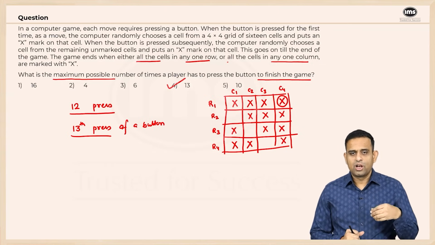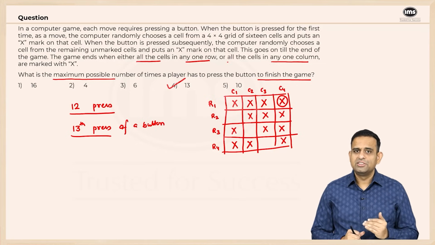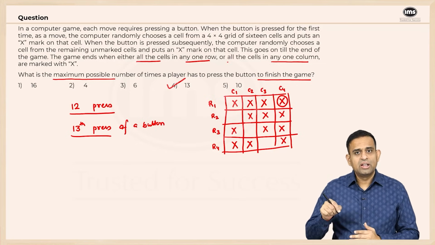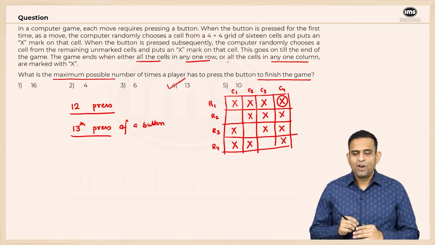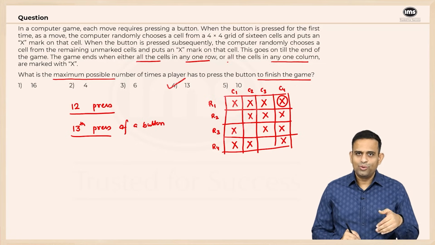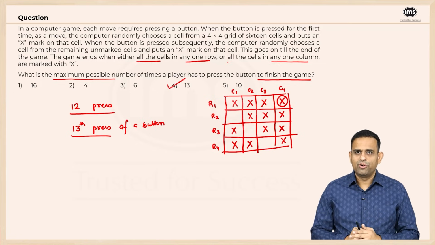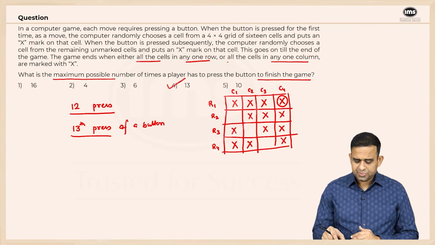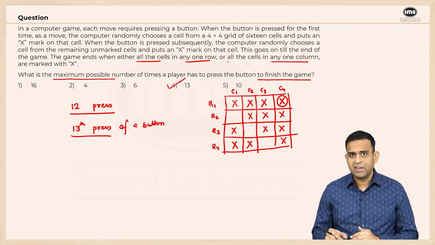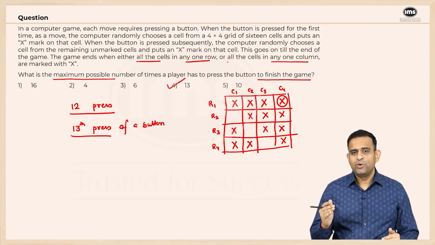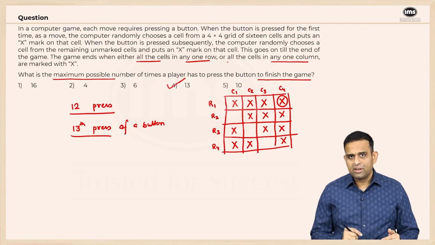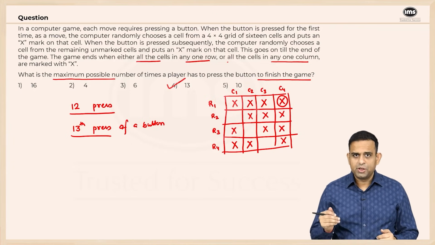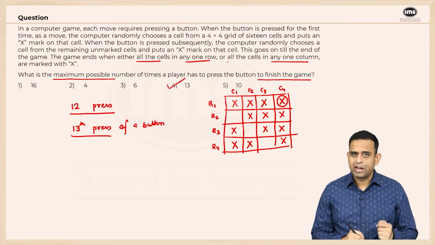And let's say none of the rows or columns holds 5 X's over here. But the next pressing will ensure that one of the rows and one of the columns will contain 5 X's and the game will be over. So in the scenario when we have a 5 cross 5 grid, it will be nothing but 4 into 5 plus 1, giving you 21 as the required answer for that question.